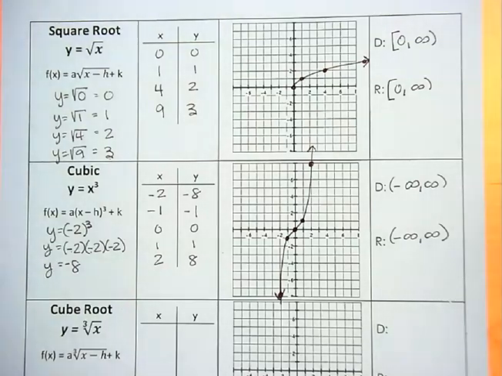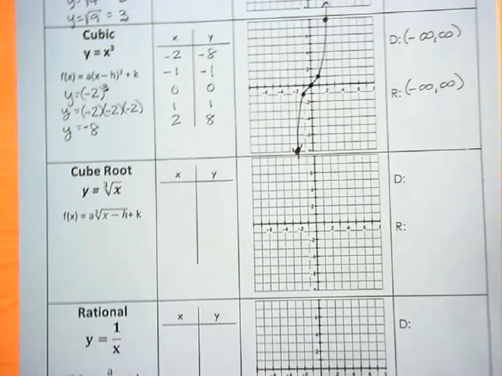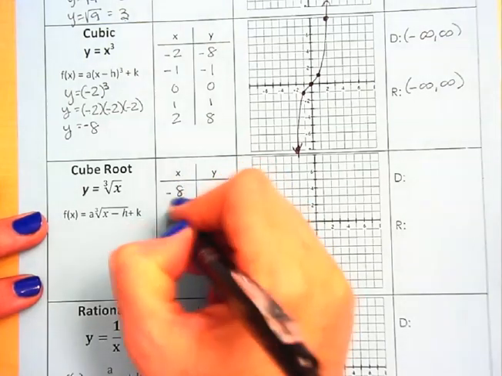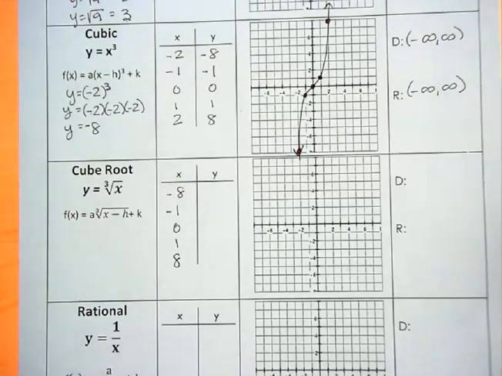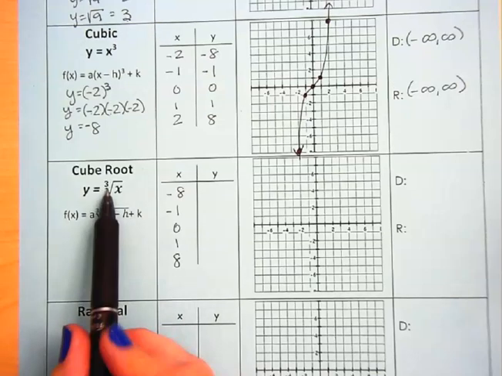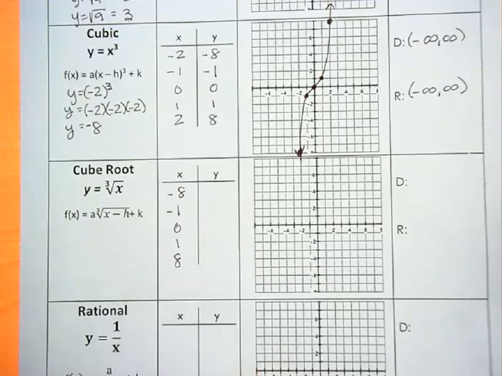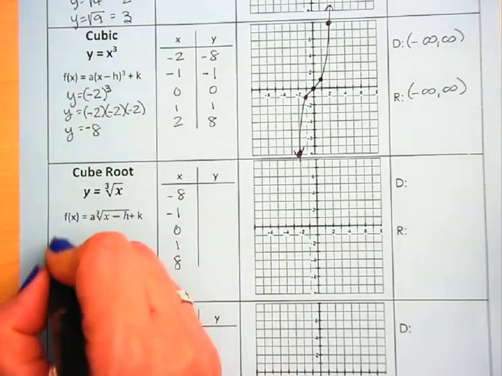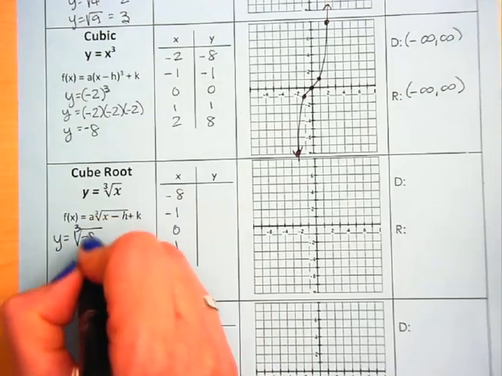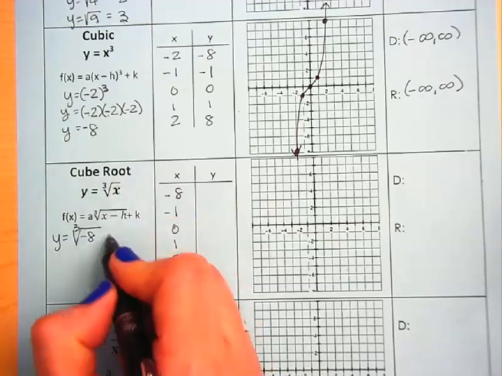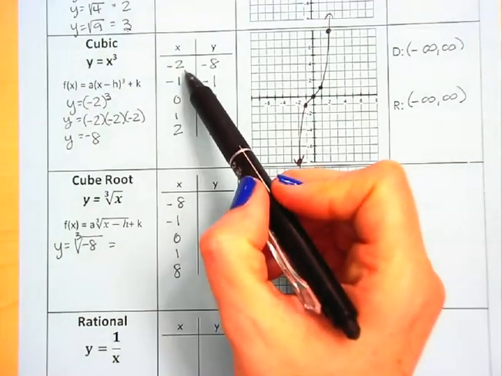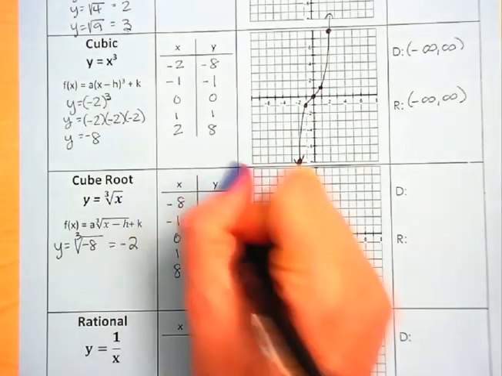Now for cube root, I want you to use the following x values: negative 8, negative 1, 0, 1, 8. The reason I want you to use those is those are perfect cubes, so I will be easily able to take the cube root of them without getting a decimal and still having integer values. So when I put negative 8 in, a cube root of a number means what times itself 3 times will give me negative 8. Well, we just did that the other direction up here. It's negative 2.